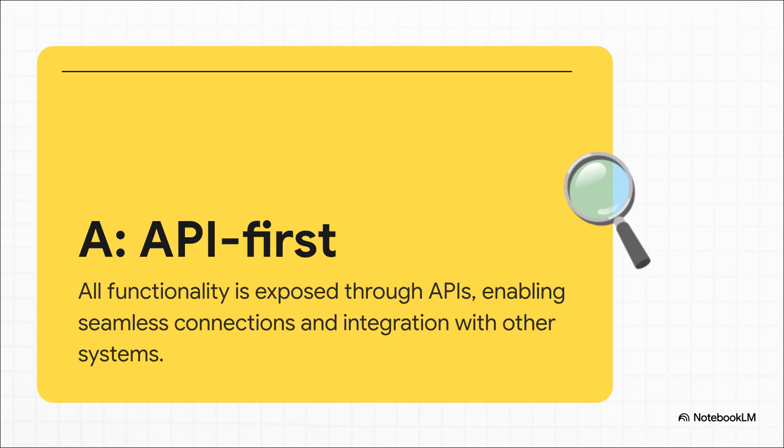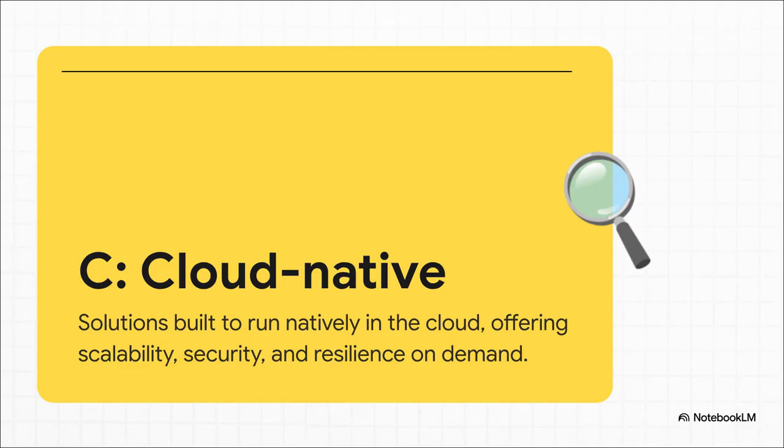The C is for cloud native. This one's pretty straightforward. It just means the whole system is built to live and breathe in the cloud. You get all those awesome cloud benefits, right? Like you can scale up your power for a massive holiday sale and then scale it right back down the next day, all on demand, without having to buy and maintain a warehouse full of physical servers.